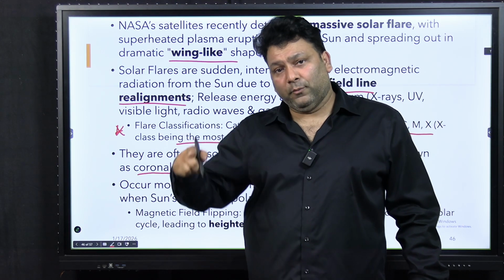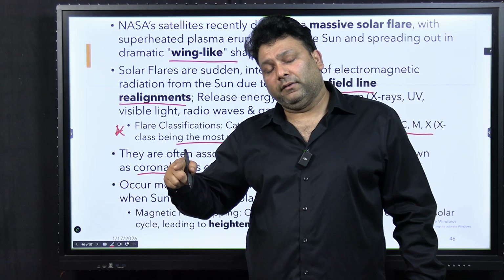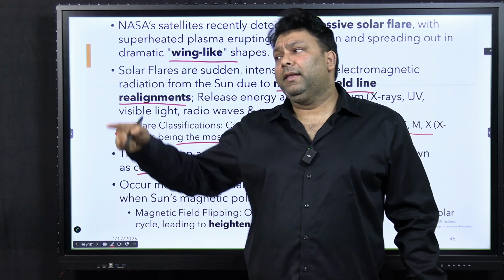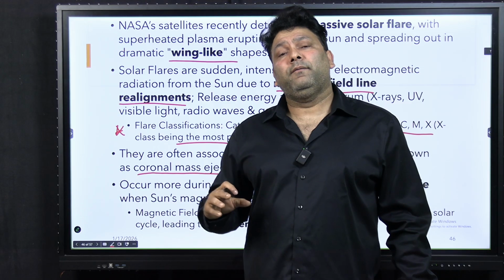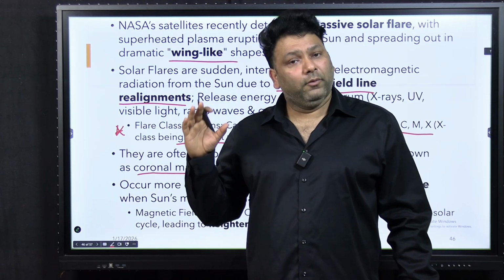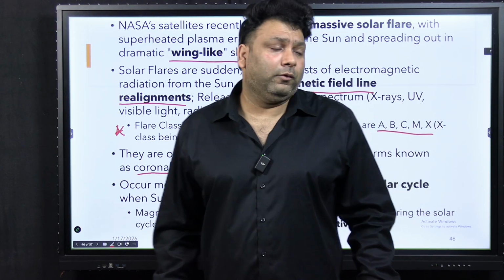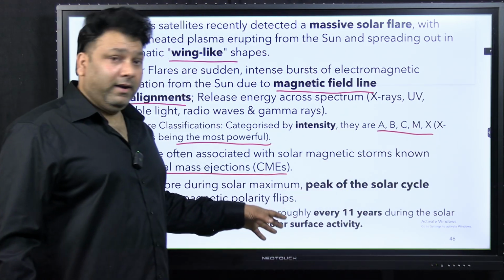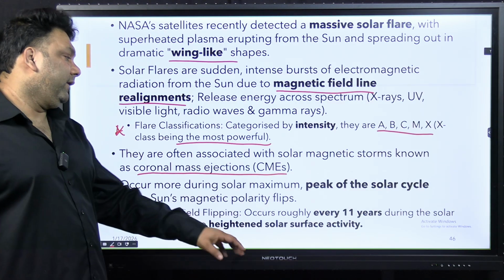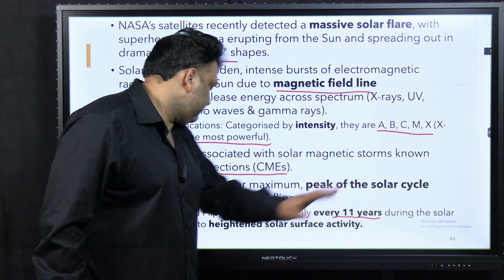Then it reduces again. After 22 years again they will peak. Then after 33 years again they will peak. So the sun also has solar maxima, solar minima, solar maxima, solar minima. So this is the solar cycle. Whenever the solar cycle peaks, such kind of incidents will be more. And this is after every 11 years.